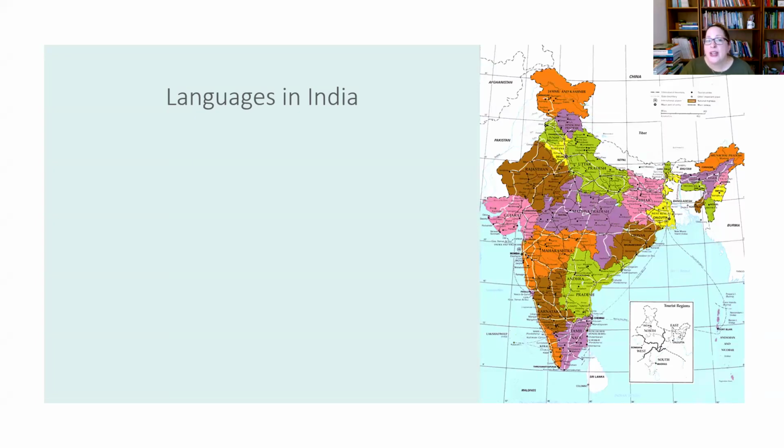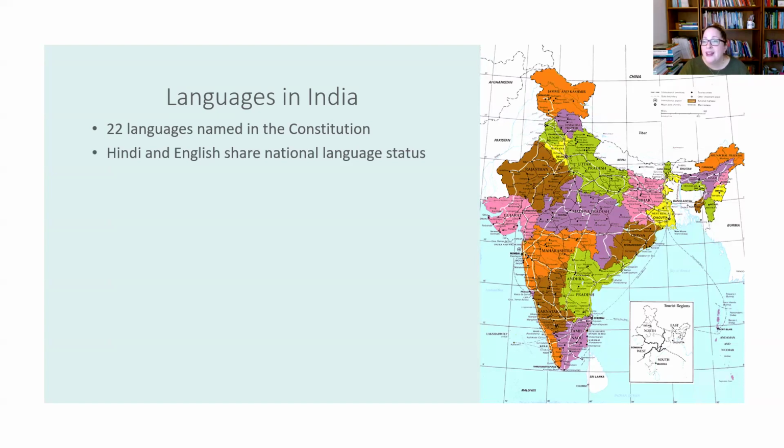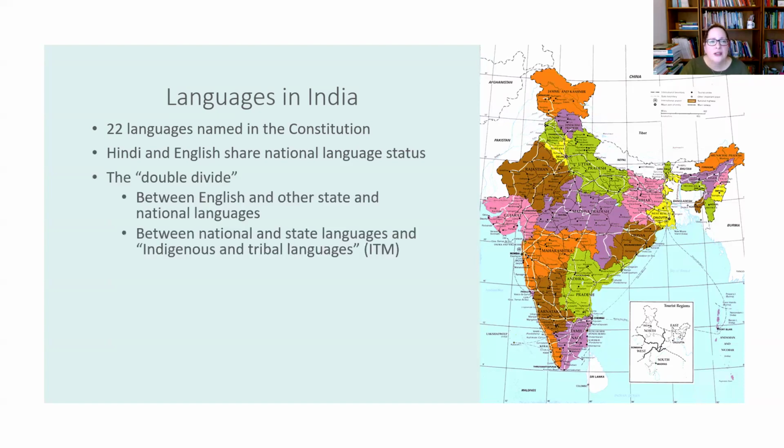So in the pre-session reading, there was an article about multilingual assessment in India. I think it's a particularly interesting article to start with, because when we look at the context of a country like India, it's incredibly linguistically complex. There are 22 languages named in the Constitution. Hindi and English share national language status.